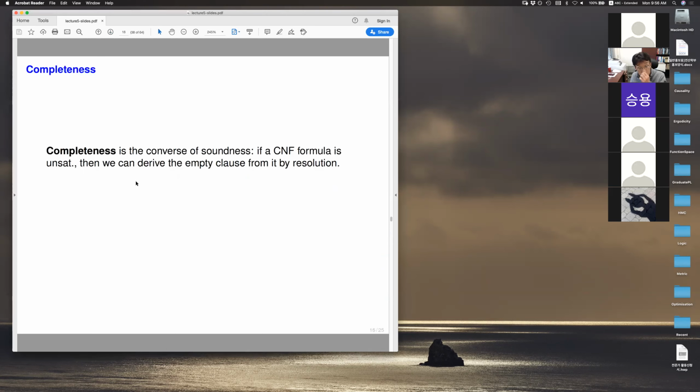So then the more interesting part is completeness. Completeness is the opposite of soundness. You say if a given CNF formula is unsatisfiable, then we can derive the empty clause, that is, we can construct a refutation from the formula by resolution. So this says that our resolution proof system is extremely powerful. Whatever is unsatisfiable, we can always prove its unsatisfiability using the resolution proof system.